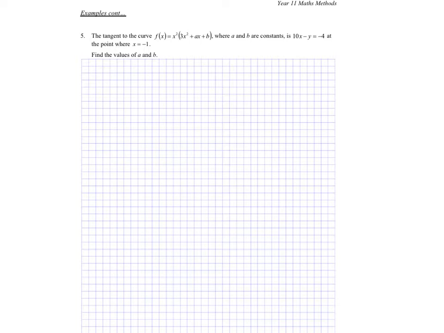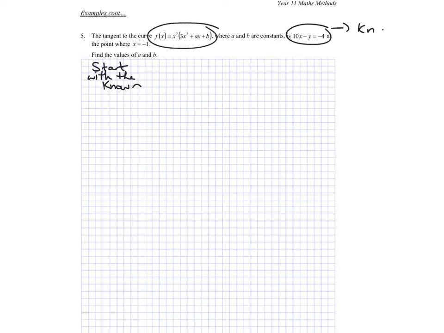This is another lovely question. The tangent to this curve, where a and b are constants, is 10x take y take 4 at the point where x equals -1, and find the values of a and b. So with this, you've got some unknown values and you've got some known values. So start with the known and then work with the unknown. Remember, you're trying to do two things: get the point of contact, and get the slope. Okay, so that's the known.